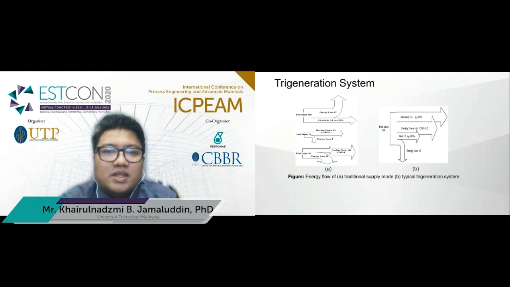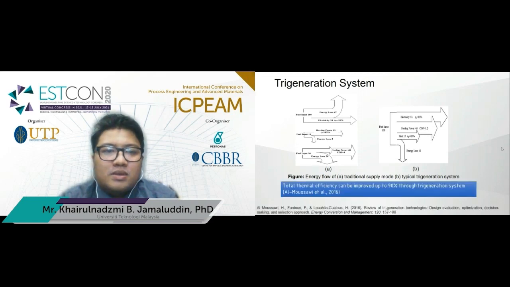So as you can see in the trigen system, in B, the fuel input is only required 100, and also to produce the same energy, and also the energy losses is much lower. This is because the energy loss is actually being reused to produce cooling and also heating energy. So by stated by Al-Mosawi et al. 2016, the total thermal efficiency can be improved up to 90% through the use of trigen system.